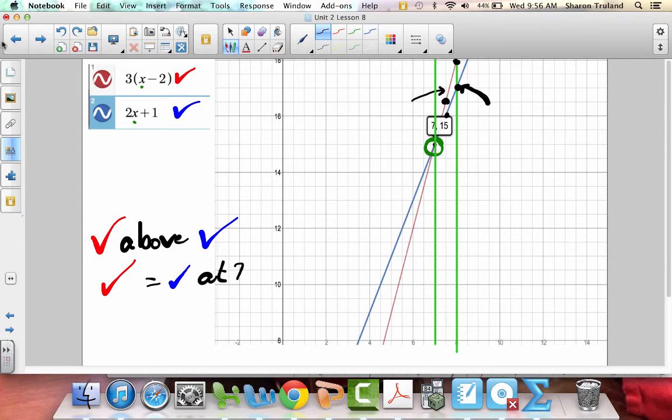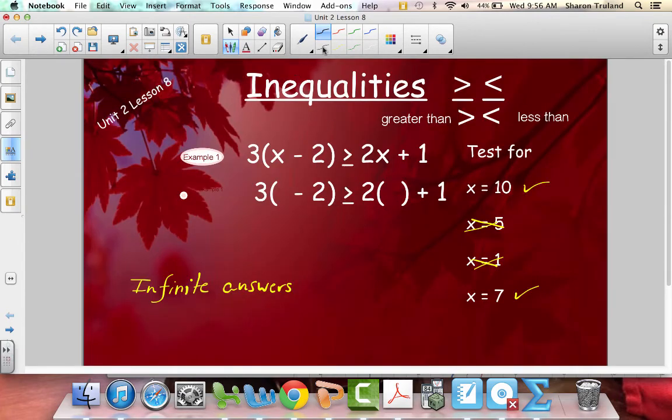So we're going to learn tomorrow, when we go to solve this, that the answer to this question is actually any x value greater than or equal to 7. And isn't that what we saw? See, 10 is greater than or equal to 7. 7 is greater than or equal to 7. And then these numbers right here were not greater than or equal to 7, so they didn't work.